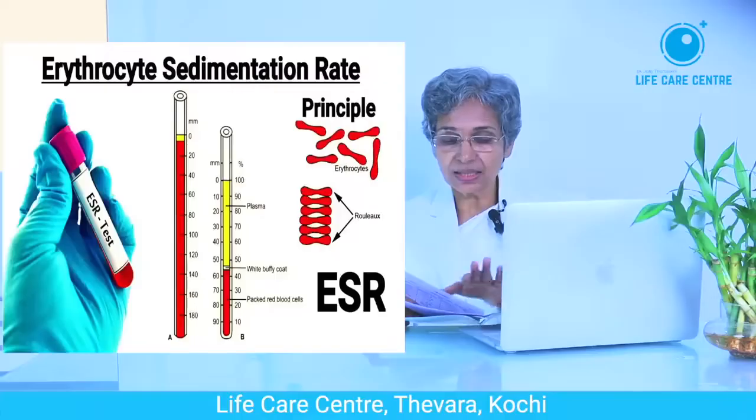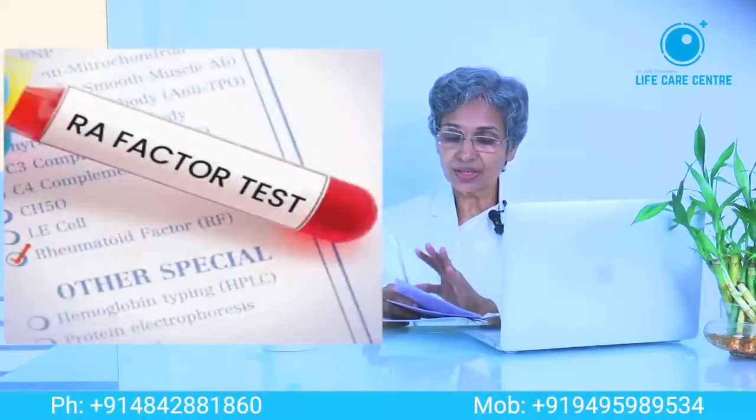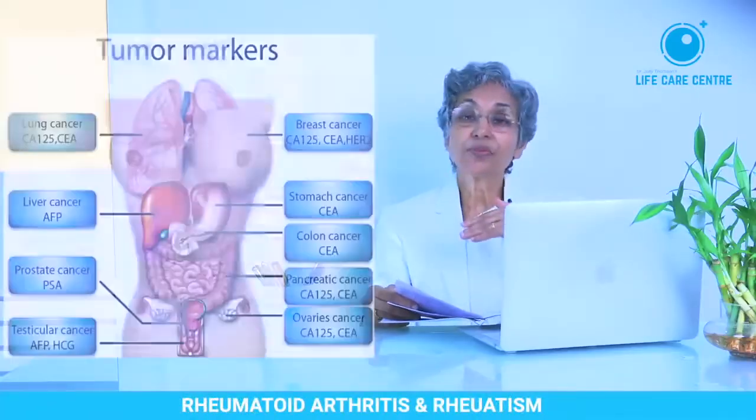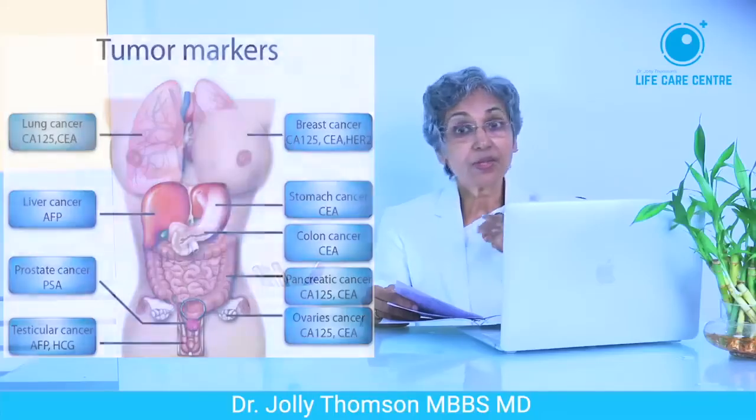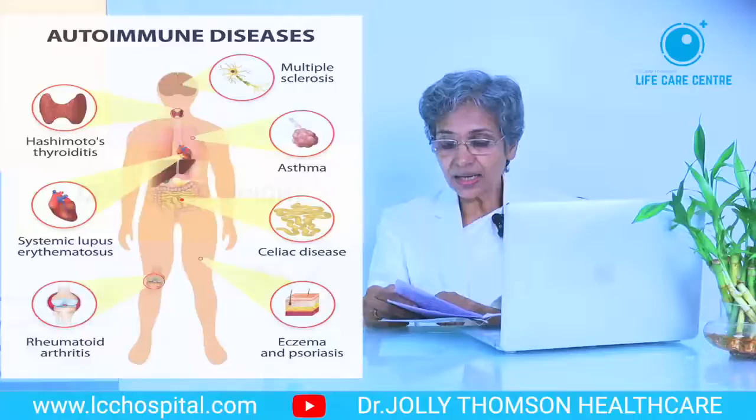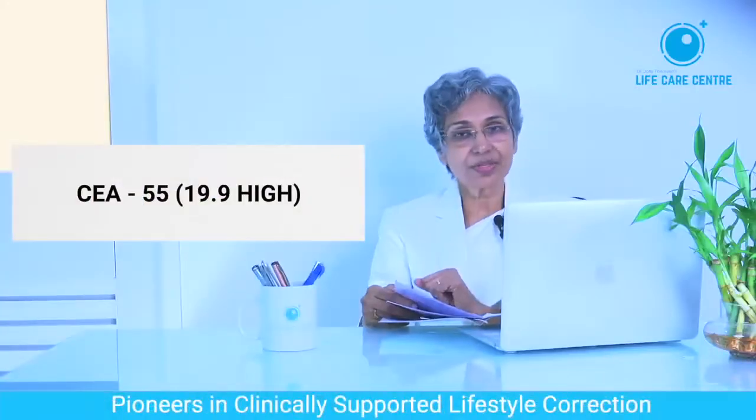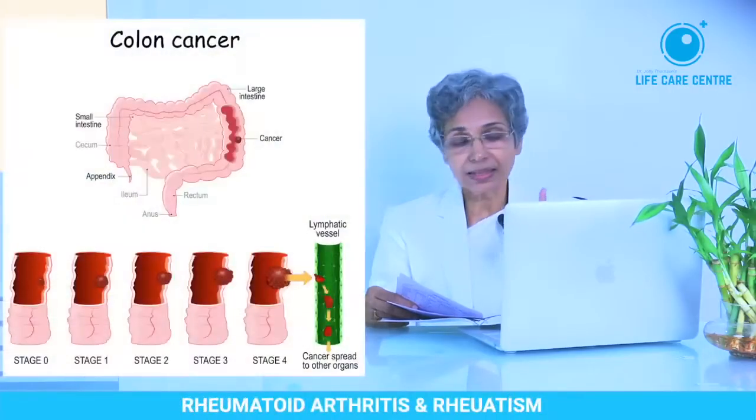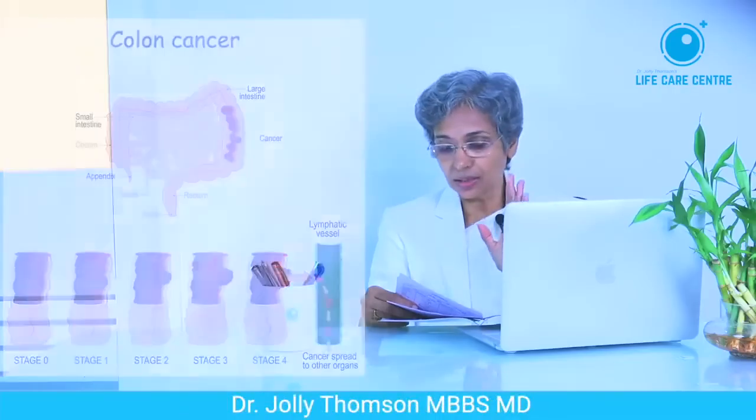WBC count and ESR are high. And RA factor is very high, more than 120. We usually check the tumor markers also to assess the cancer possibility, because of the age and because there is an autoimmune disease. CA 19-9 is high, at 55. That is mainly a pancreatic marker. The chance of pancreatic cancer is there, or it can be raised in other intestinal cancers also. So one cancer marker is high.